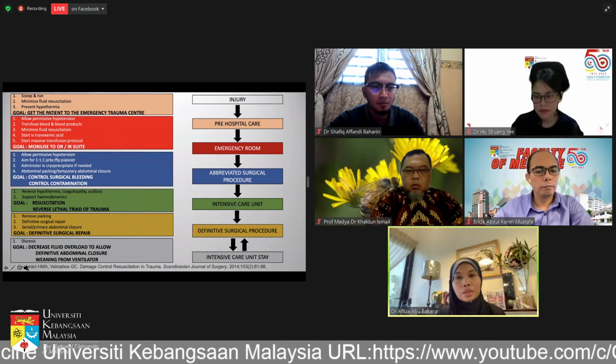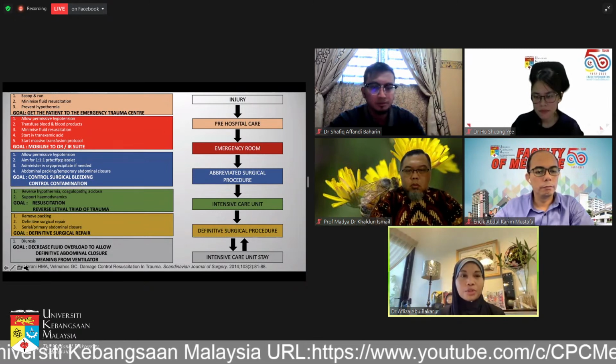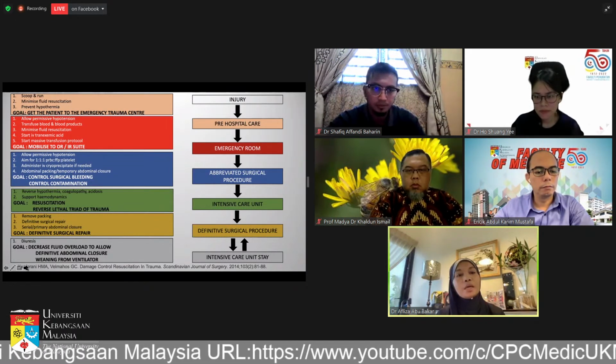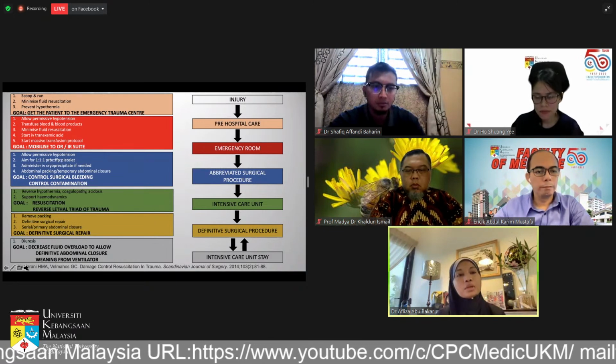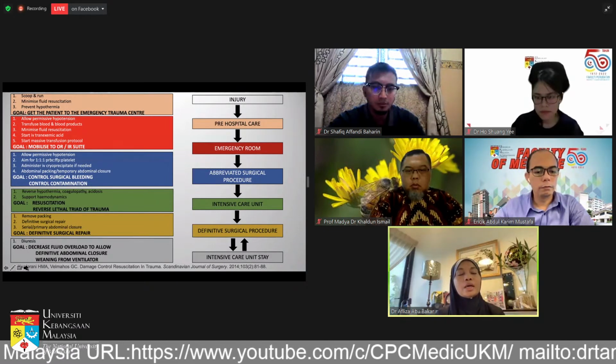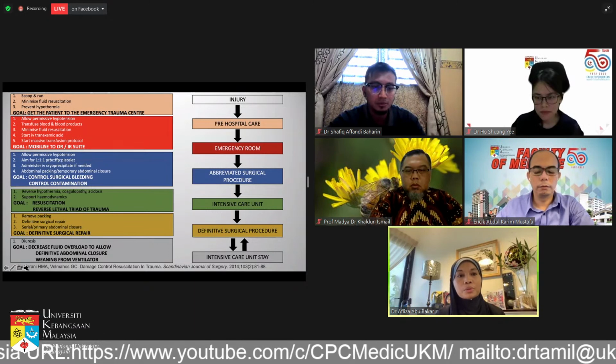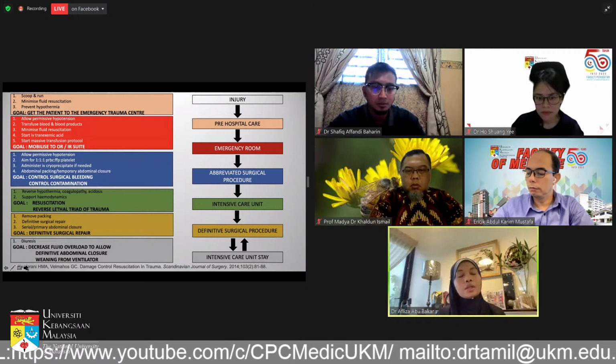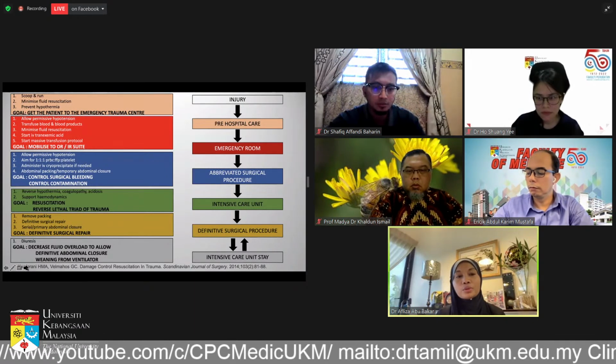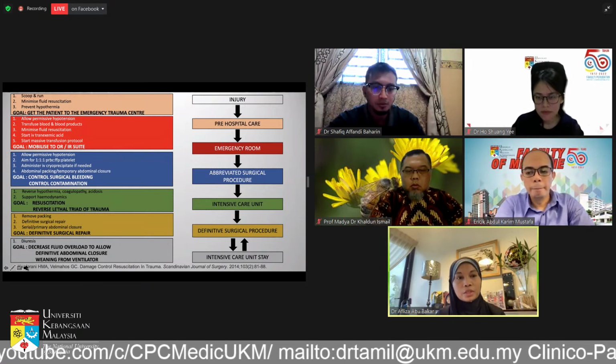In the OT, they will continue the permissive hypotension. They will aim to continue the massive transfusion protocol and perform damage control surgery. The aim is to control surgical bleeding and to control the contamination of the injuries.